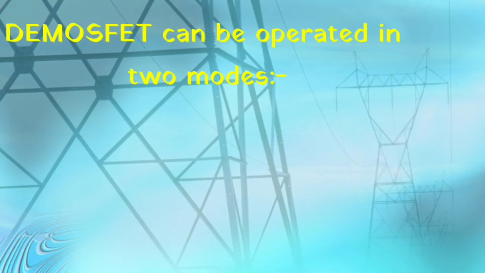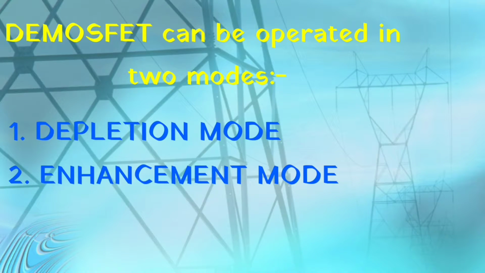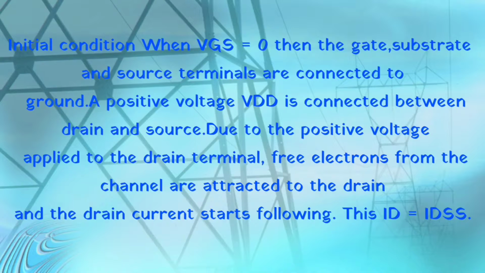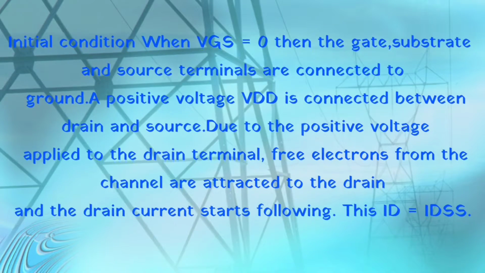In this, when VGS is equal to 0, the gate, substrate and source terminals are connected to ground. A positive voltage, that is VDD, is connected between drain and source. As we have applied positive voltage to the drain terminal, free electrons from the channel will get attracted to drain and drain current will start to flow. That is, ID is equal to IDSS.